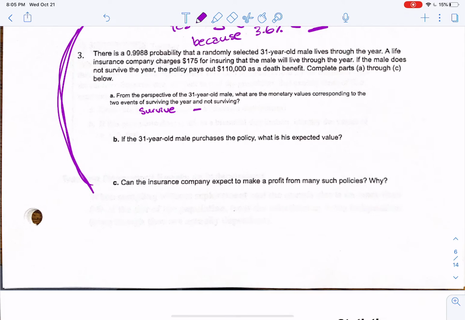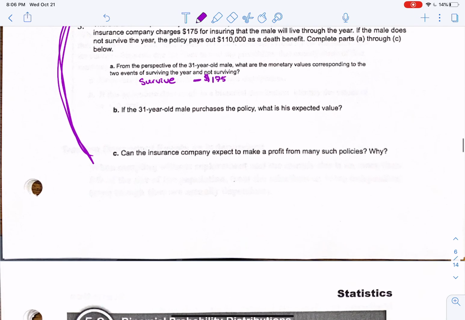I'm going to lose money. I'm going to go negative. And I'm not just going to go negative $175. Oh, yes, wait. A life insurance company charges $175 for ensuring that the male will live through the year. Okay, so it is $175 a year. I thought maybe that was per month. That would really suck. That's a really bad insurance policy if that's the case. But $175 a year, so they're going to lose $175 if they survive the year.